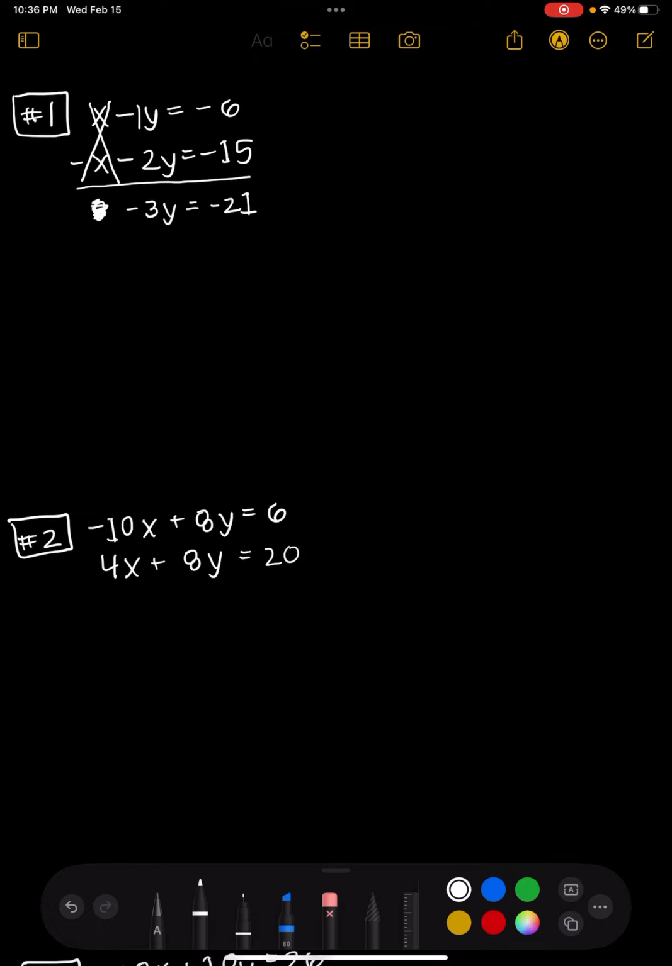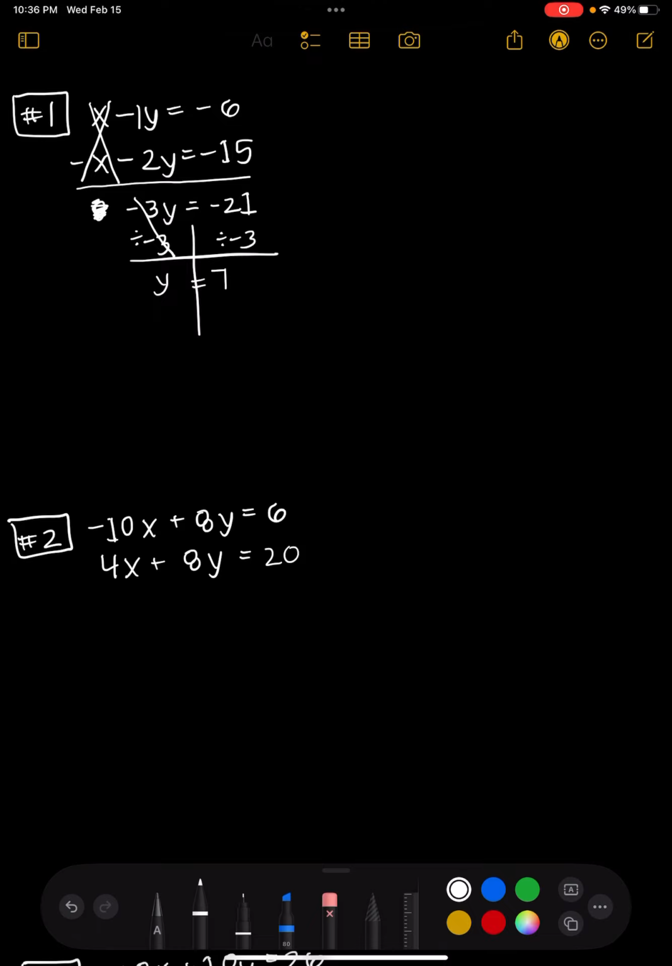To solve for y in this case, we're going to divide each side by negative 3. So divide by negative 3, divide by negative 3. The negative 3 on the left side cancels out, we're just left with y. Then on the right side, we've got negative 21 divided by negative 3, which gives me 7. So now I know that y is equal to 7. Hooray! But as you well know, that is not my full answer.